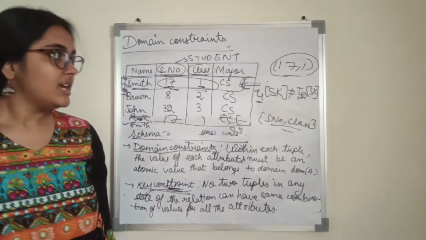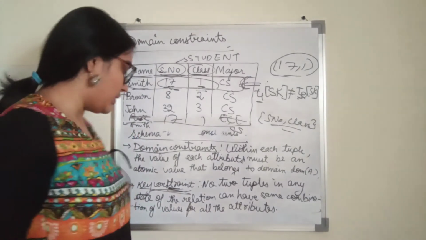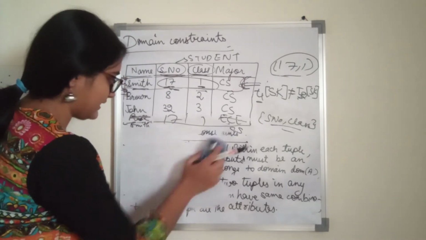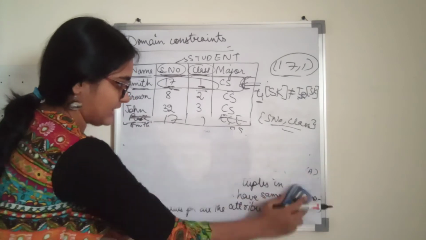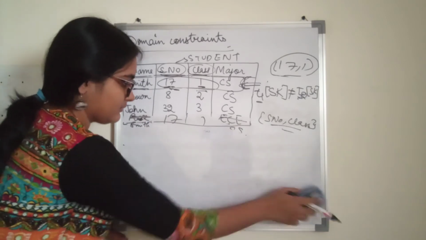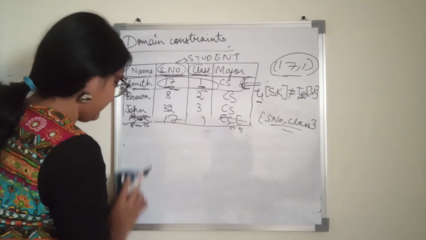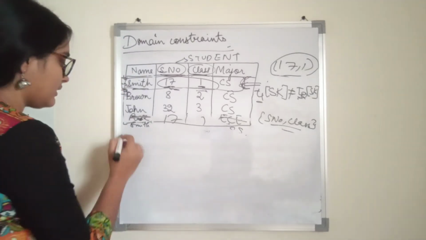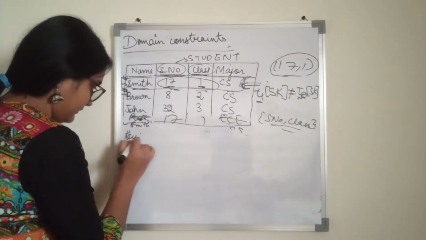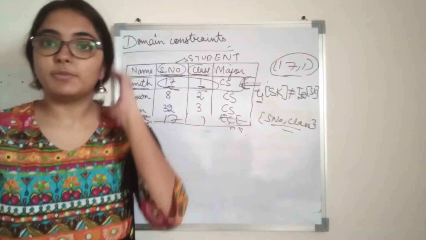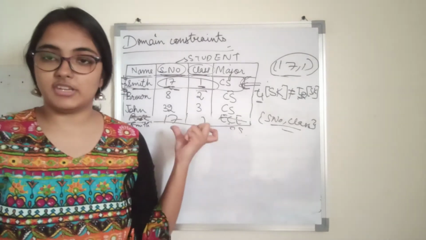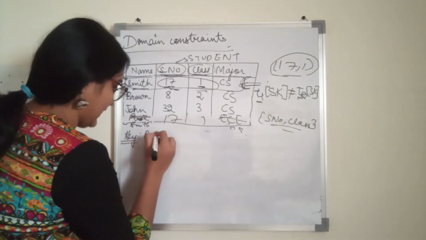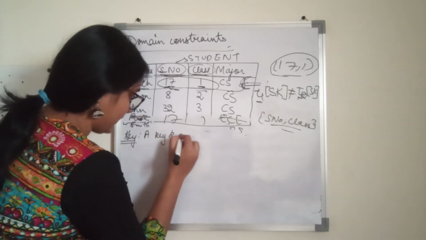Okay, now let us define what is a key. The concept of key is important. Let us define what is a key. So a key, formally I'll be first writing the definition formally, and then we'll look at it informally. A key K of a relation schema.